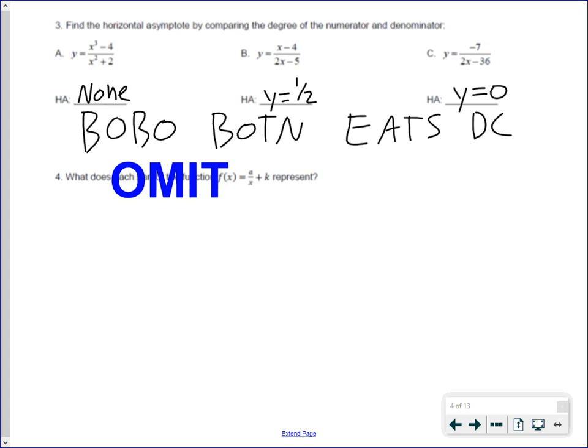For number 4, we're telling you guys to just get rid of it. Don't do it. We're not really going to be asking anything like it on the test, so don't worry about it.